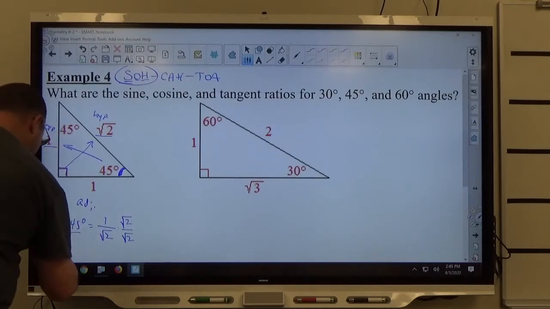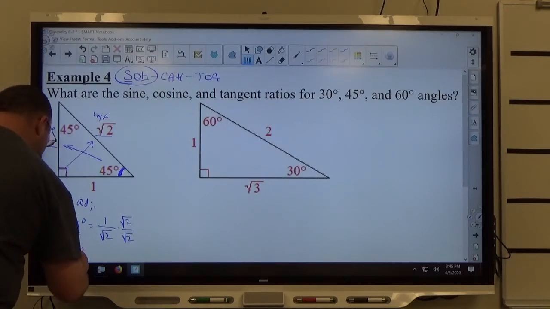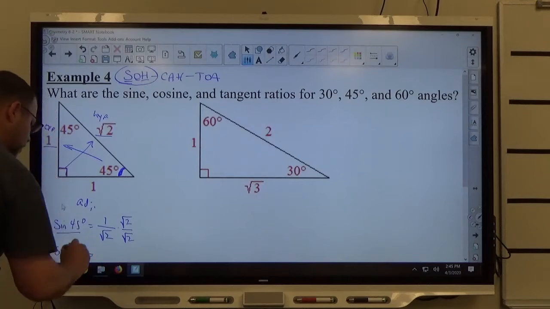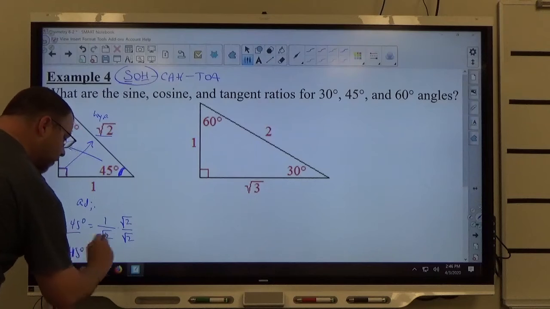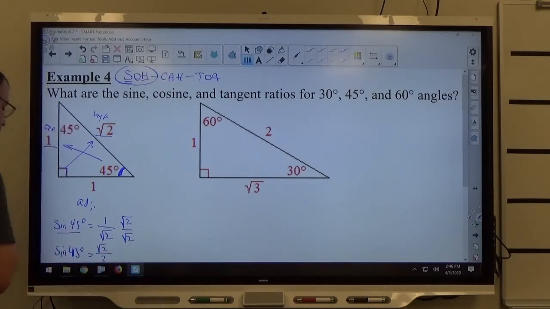That gets me the sine of 45 degrees equals the square root of 2. 1 times the square root of 2 is the square root of 2 on top. And the square root of 2 times the square root of 2 on the bottom is just 2. So the square root of 2 over 2 is the sine of 45.